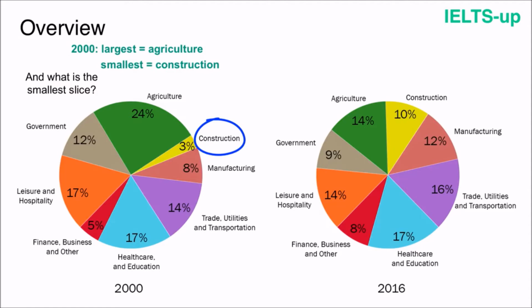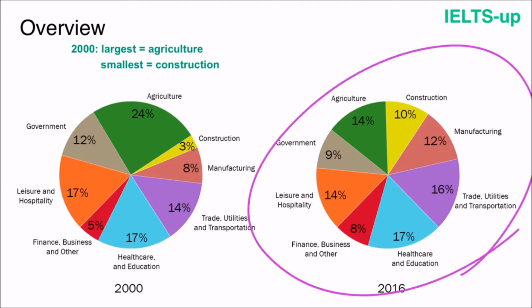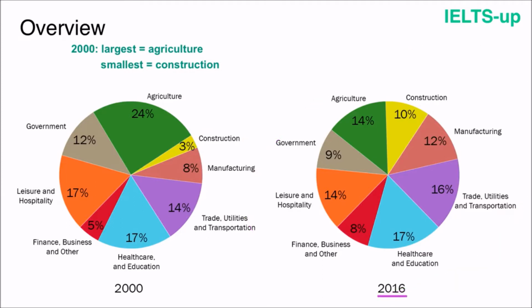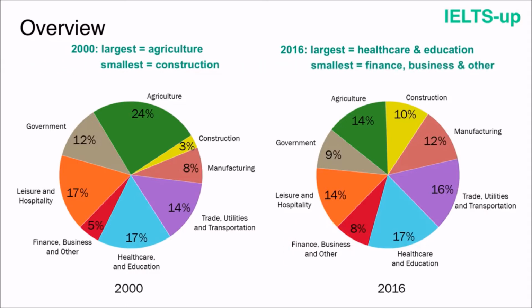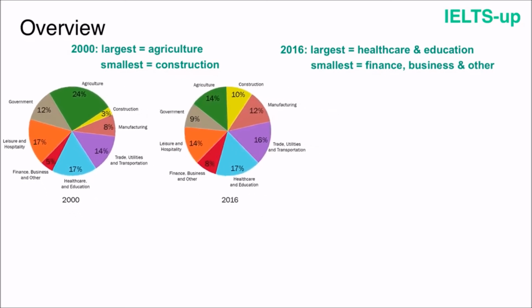Turkey's economy in 2000. And our second pie chart shows year 2016. We can see that the largest part of this pie is healthcare and education, and the smallest part is finance, business and other services. Now let's make an overview with these key features.